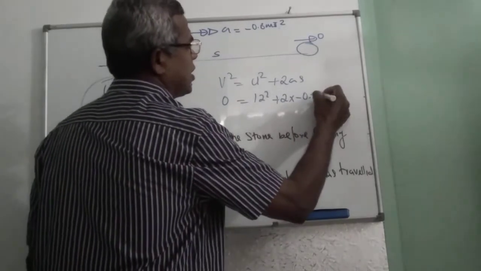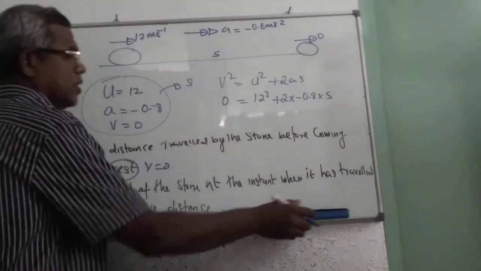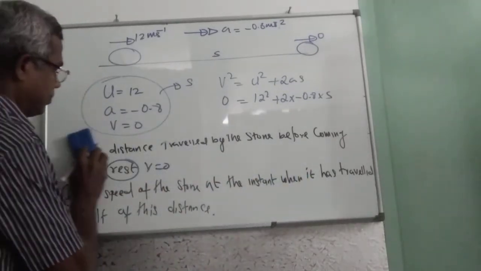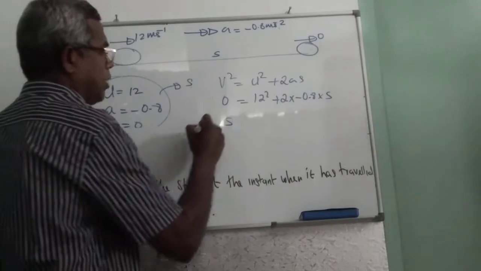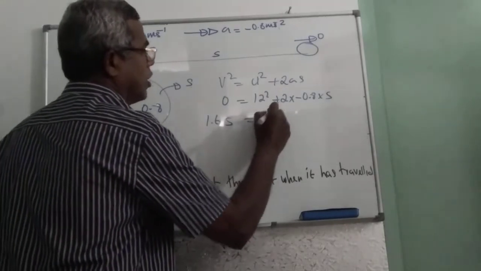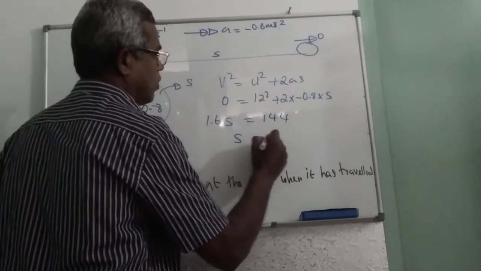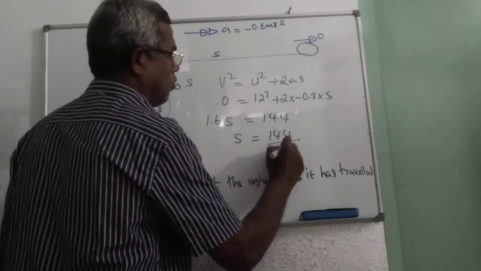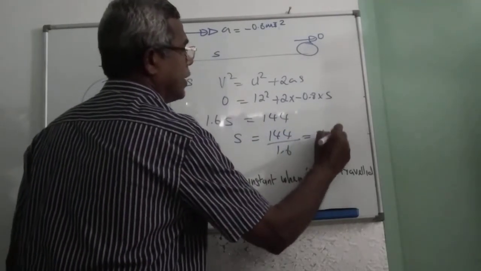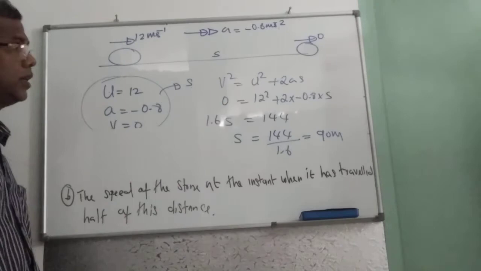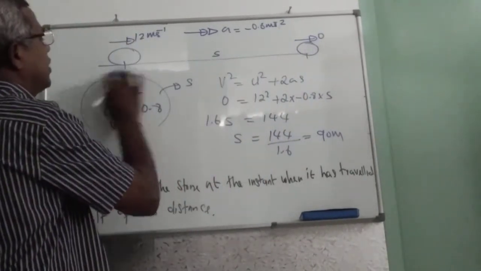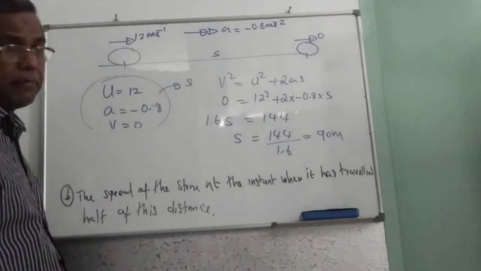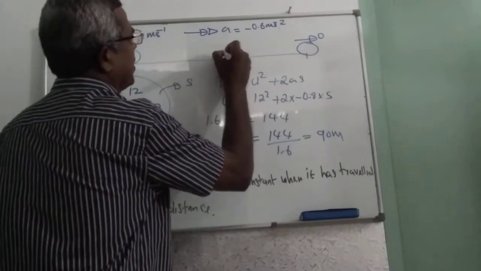The displacement is the quantity we are finding, so we solve for s. 1.6 s is equal to 144. So s is 144 divided by 1.6, and you get 90 meters. So the total displacement covered by this object is 90 meters.